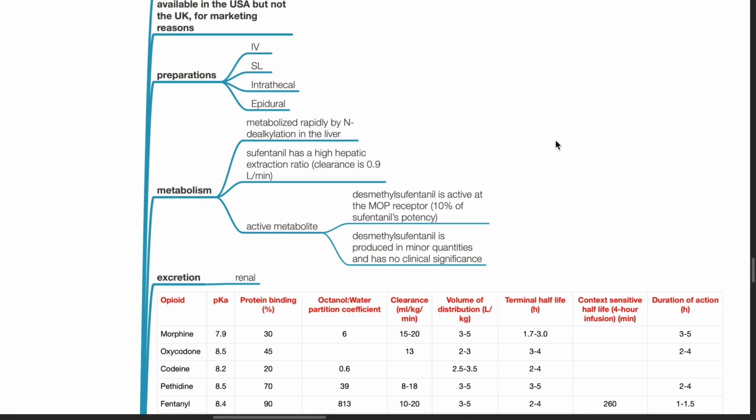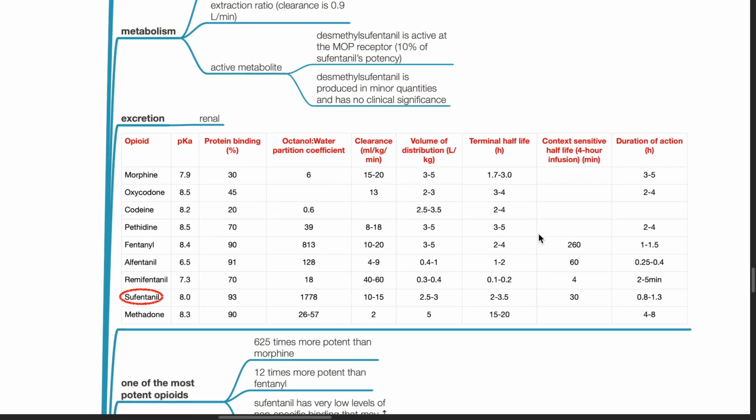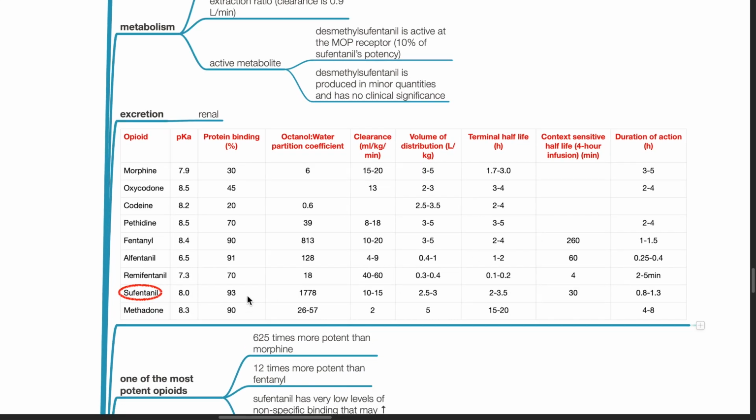Active metabolite: desmethylsufentanil is active at the MOP receptor with 10% of sufentanil's potency. This metabolite is produced in minor quantities and has no clinical significance. Excretion is renal. pKa is 8.0, protein binding 93%. Octanol water partition coefficient is 1778.